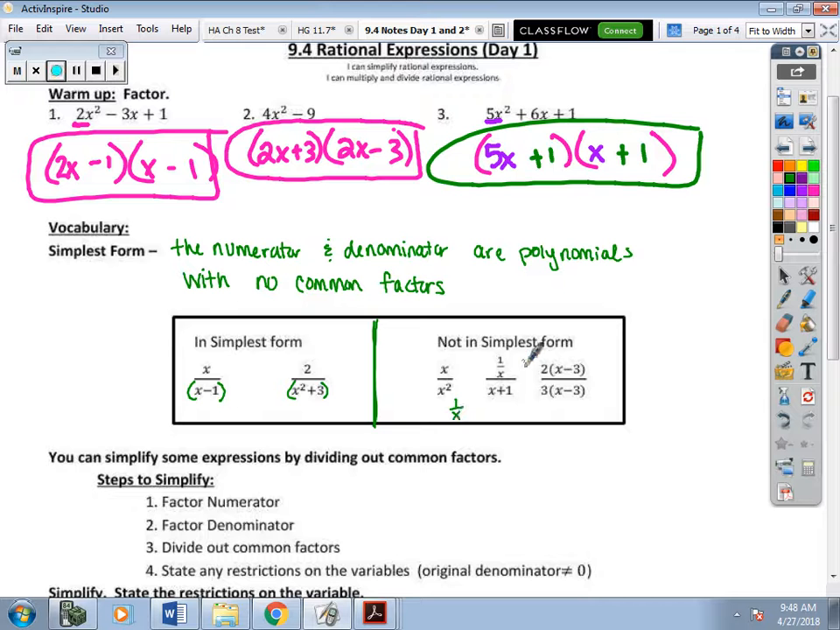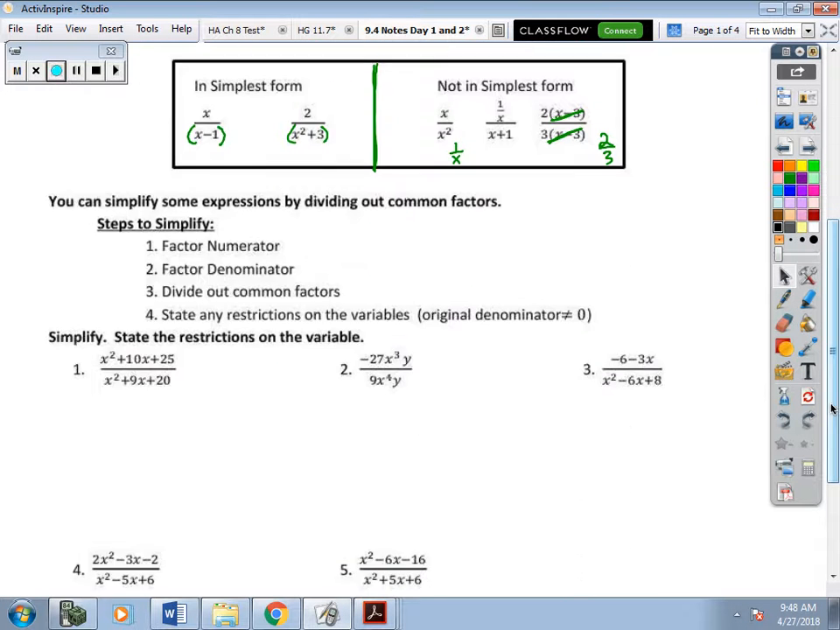This one we're going to look at later, which is called a complex fraction. So I won't teach you how to solve that yet, but this one we could divide out the common binomials and get 2/3. So those would not be in simplest form because they could be simplified further. So remember, your steps for simplifying are to factor the numerator, factor the denominator, divide out any common factors, and we also will state restrictions on the variables, which means the original denominator before canceling anything out cannot be 0.